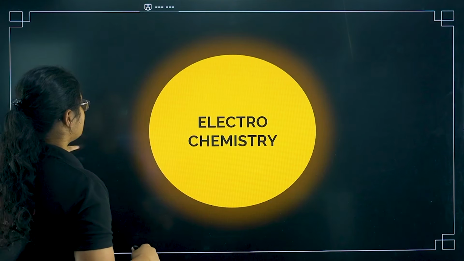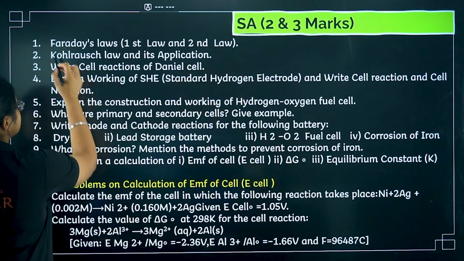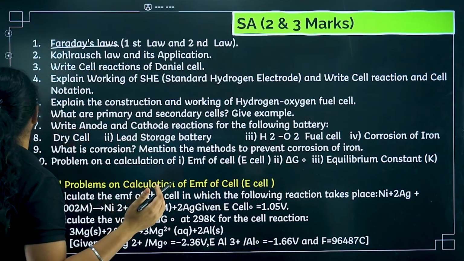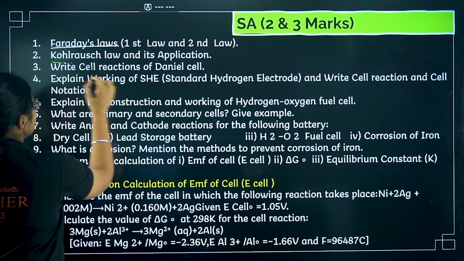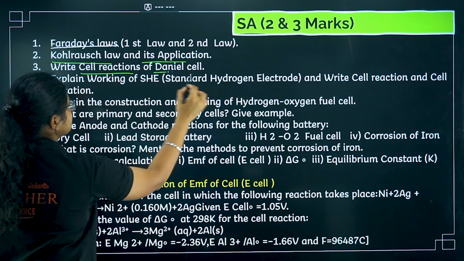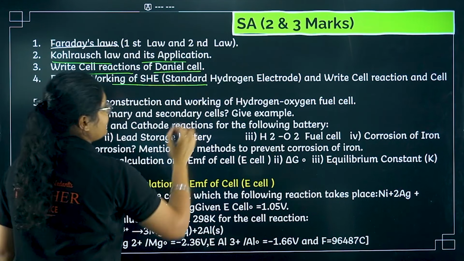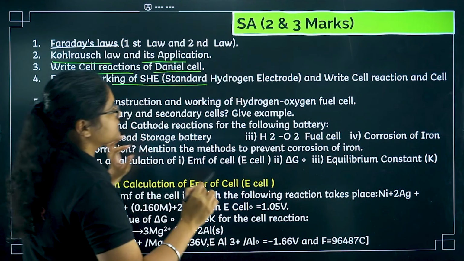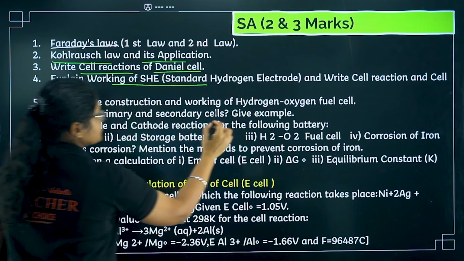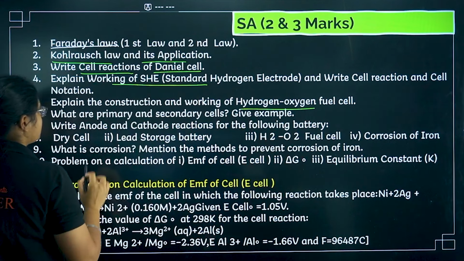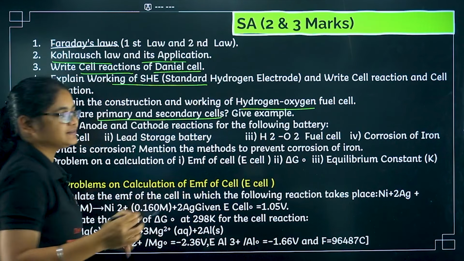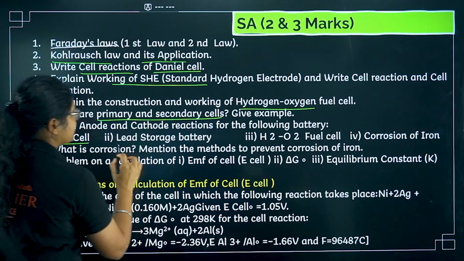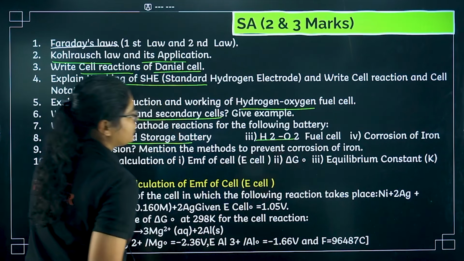Okay, moving forward to the next chapter, electrochemistry. The first one is Faraday's first law and second law, which you should remember with the mathematical equation. Then you have Kohlrausch's law and its application, cell reactions of Daniell cell, working of SHE. You should know the cell notation and the cell reaction. Next, construction of hydrogen oxygen fuel cell. This is very important. Primary and secondary cells and their difference and examples. Anode and cathode reactions of dry cell, lead storage battery and hydrogen and oxygen fuel cell.